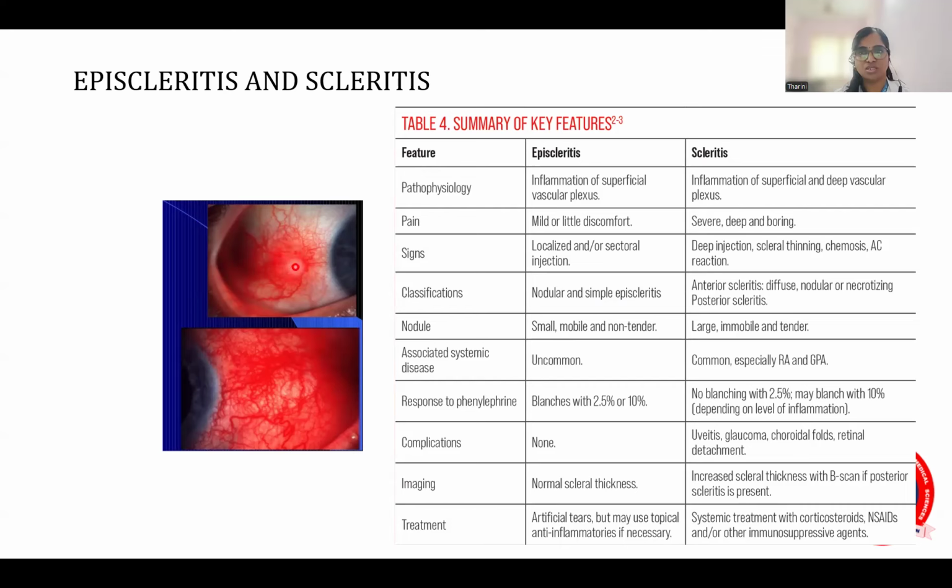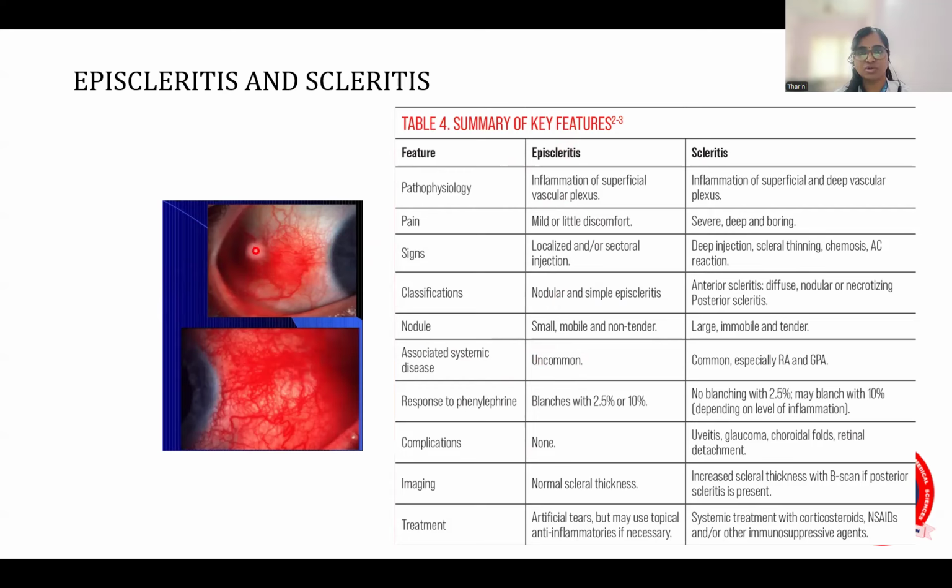include a localized or sectoral injection, whereas scleritis includes a deep injection, and there might be scleral thinning, chemosis, and anterior chamber reaction. Episcleritis is classified into nodular or diffuse episcleritis, whereas scleritis is classified into anterior scleritis, diffuse or nodular, or necrotizing, and posterior scleritis. The nodule in episcleritis is small, mobile, and non-tender, whereas the nodule in scleritis will be large, immobile, and tender. Regarding associated systemic diseases, there won't be any in episcleritis, whereas scleritis is usually associated with rheumatoid arthritis.